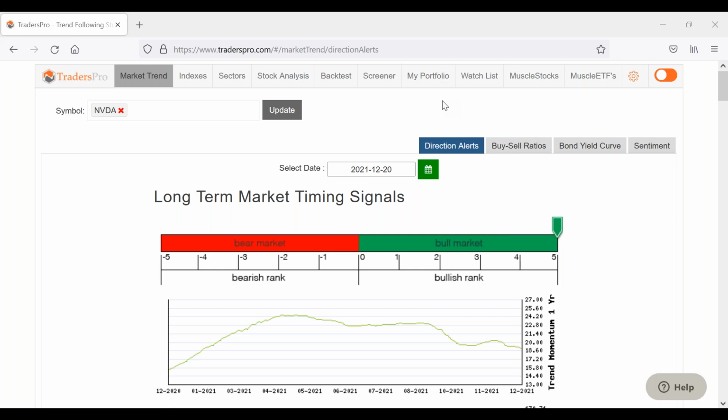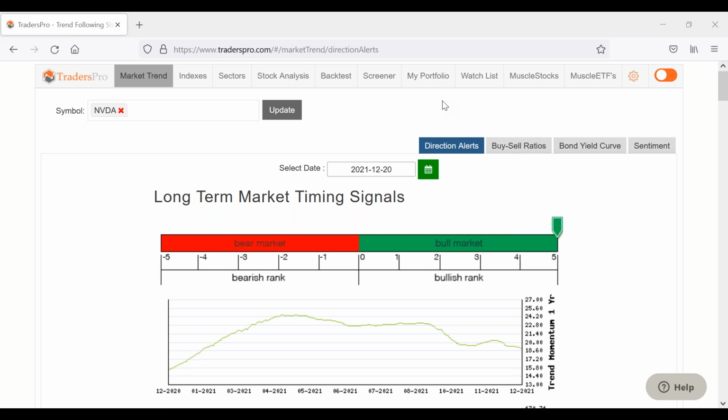We want to wait for the market to get done selling off and then look for new opportunities to jump in. And so how do you do that? That's what I start off with. We look at the direction alerts, what they're telling us, and as I go through those, I'm explaining what I'm looking at and what it means.